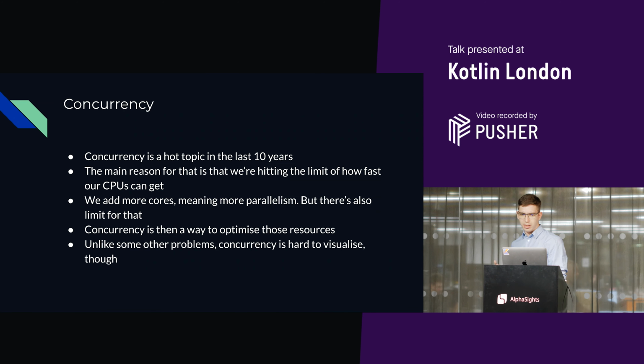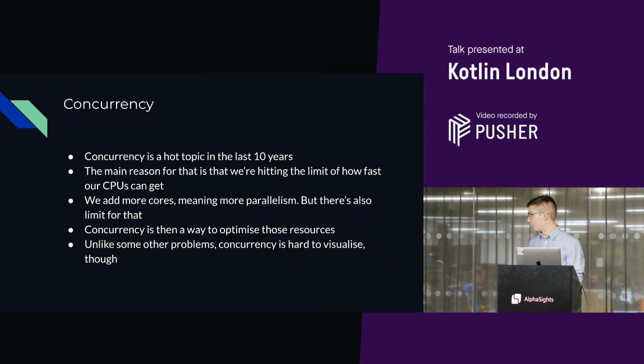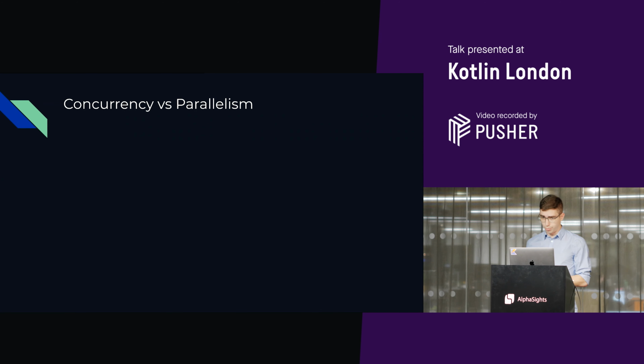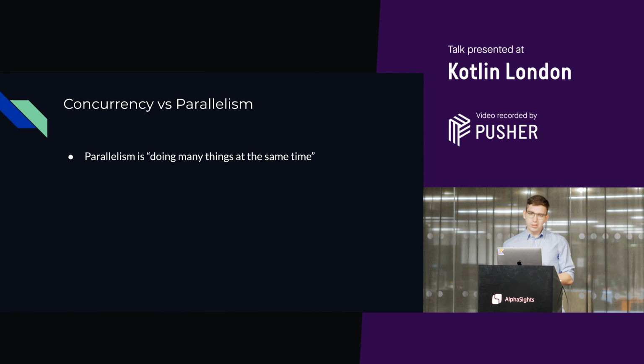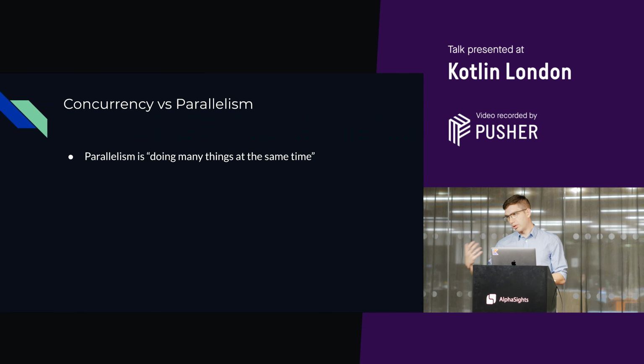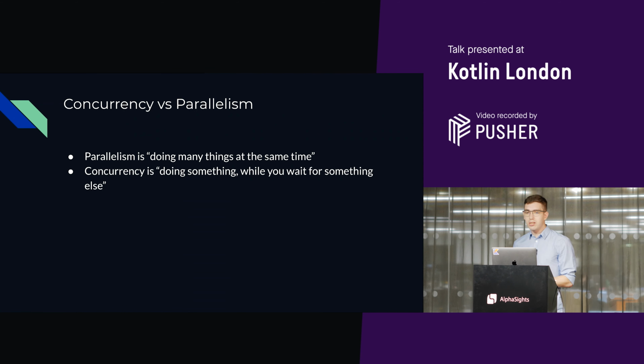And unlike some other problems, concurrency is hard to visualize. In usual design patterns, we have nice UMLs, if UMLs can be nice. Here we don't have them so much, but I'll try to visualize them anyway. And a few words about concurrency versus parallelism. So parallelism is doing many things at the same time. So I'm speaking, you're listening, we're two separate entities and we are doing things in parallel. And concurrency is doing something while you wait for something else.